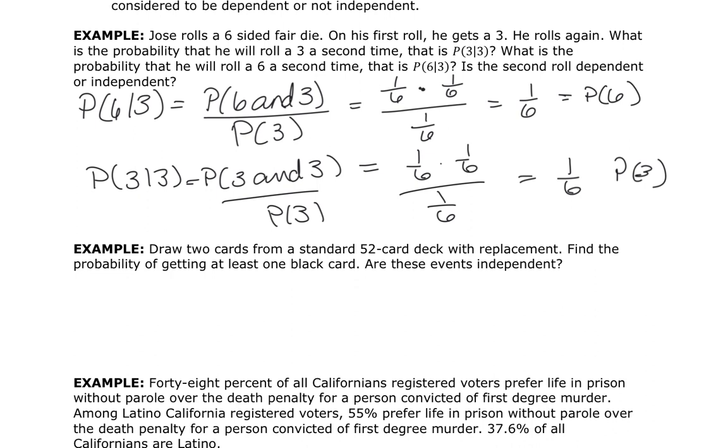Well, when I see the words at least, that means I want no black cards. And the reason I want no black cards is because if I do 1 minus no black cards, I will get at least 1. So the probability of at least 1 black card is equal to 1 minus the probability of no black cards.